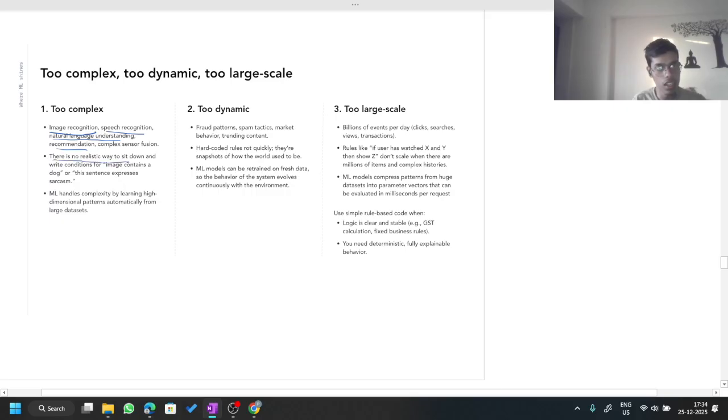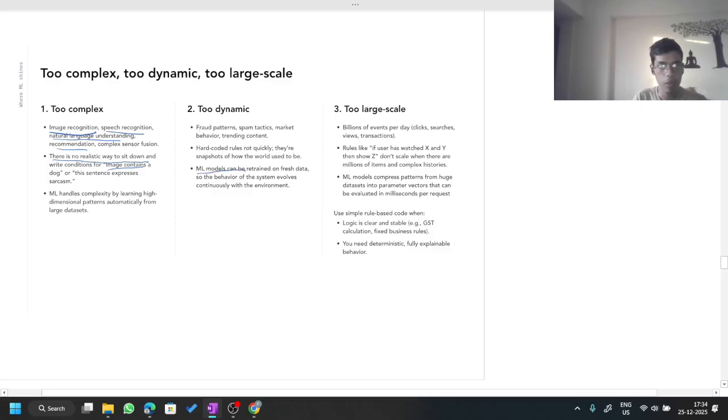This is just an example: there is no single way that you can write for an image that this is a dog and this is a cat. ML handles all this complexity. And again, complex as well as dynamic environments happen. Fraud patterns, as I have said earlier, hackers or fraudsters are continuously trying to find so many new ways to commit fraud, and hence it becomes a very dynamic environment and you cannot just keep writing rules for every dynamic thing.